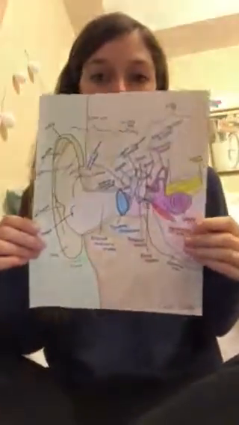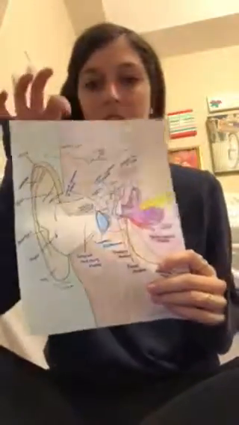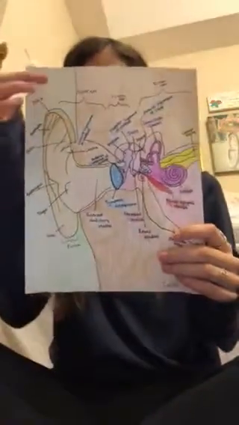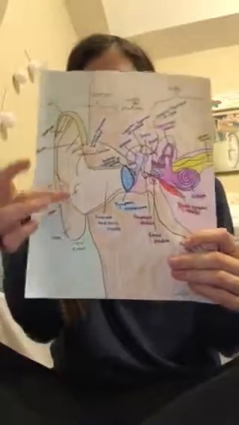So this is my drawing of the hearing system. I have the outer ear, the middle ear, and the inner ear labeled here. And so the outer ear consists of two different parts, the external auditory meatus and the pinna.